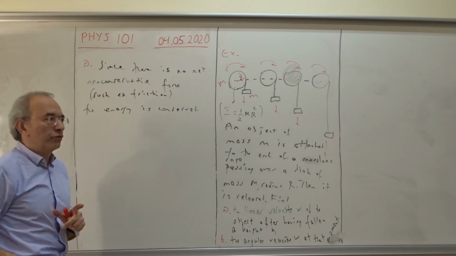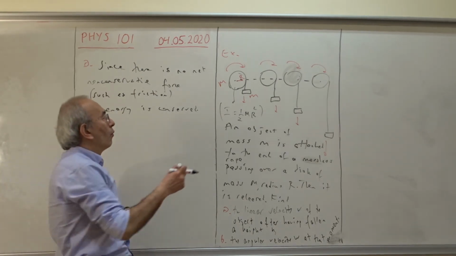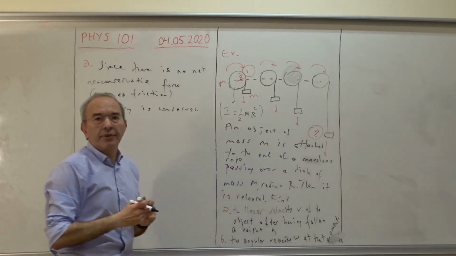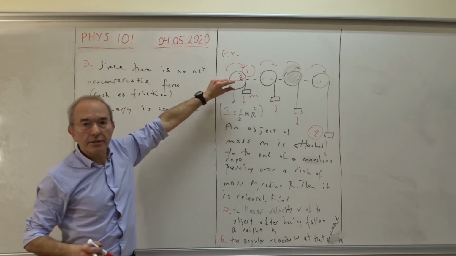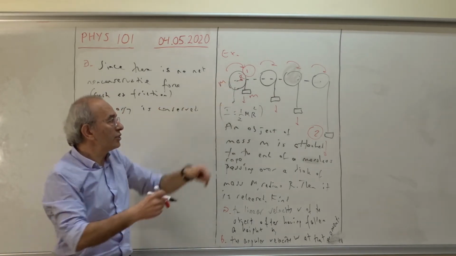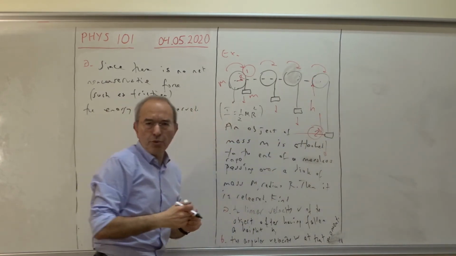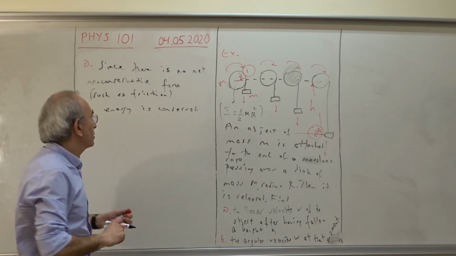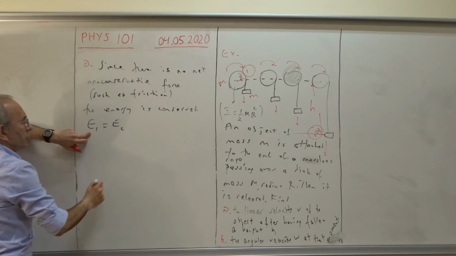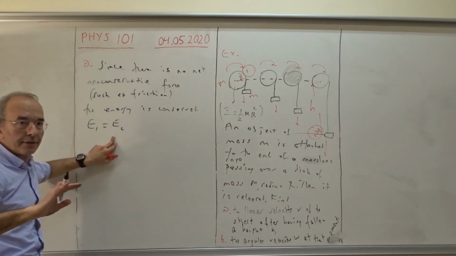The energy is conserved. So let's compare two instances: one here and two there. The block is just near the disk, and the block has fallen a distance of h from the initial position. So we compare these two instances. Therefore, mechanical energy 1 is just mechanical energy 2. So the mechanical energies are the same.